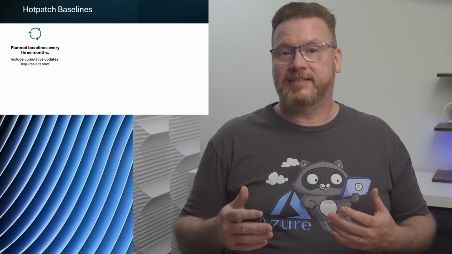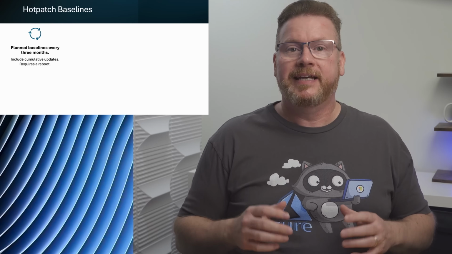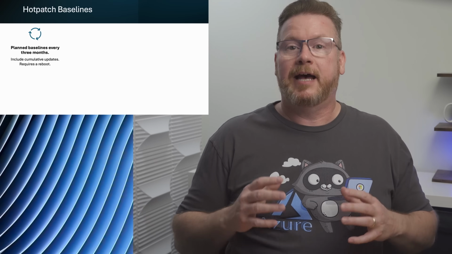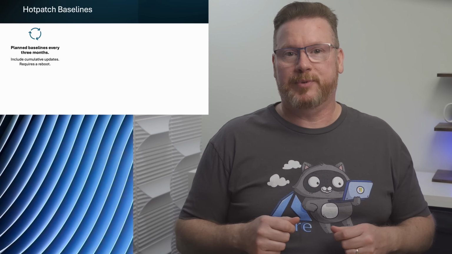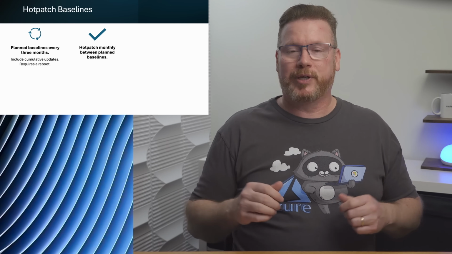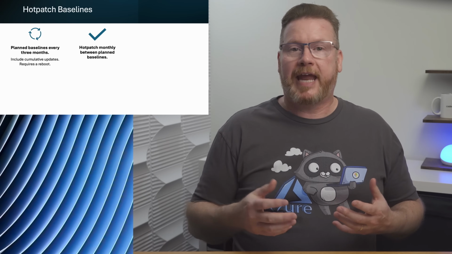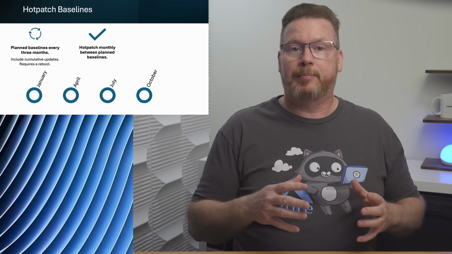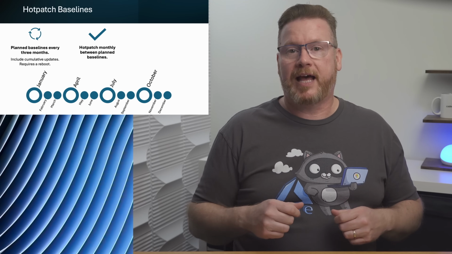But there's more to it than that. Let's start with how it works. Hotpatch starts with a baseline of updates for Windows servers. There are two types of baselines. A planned baseline is released every 3 months. It includes all the cumulative updates since the last baseline. A baseline update requires a reboot. Monthly patching between the baseline is done with Hotpatch. No reboot required. For example, we could have planned baselines in January, April, July, and October, and the months in between are updated with Hotpatch.